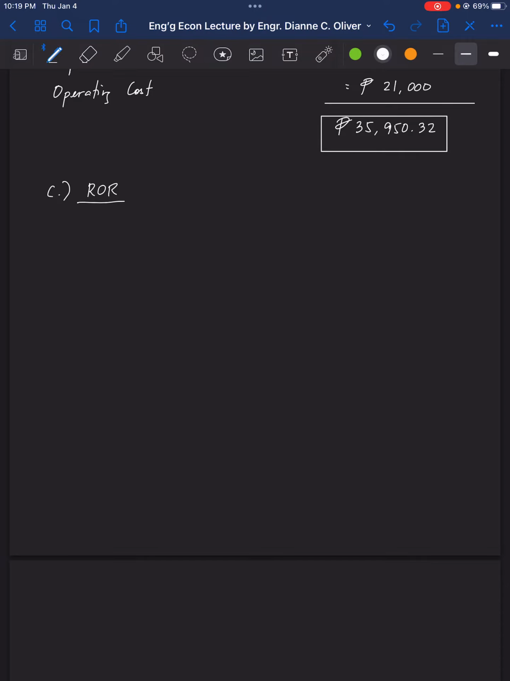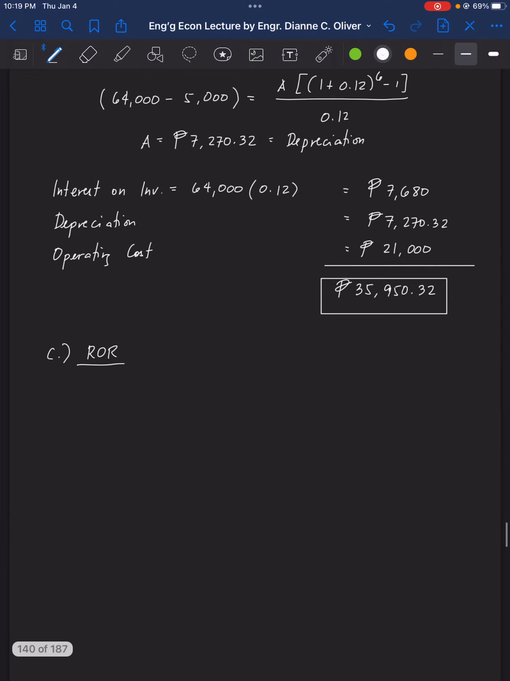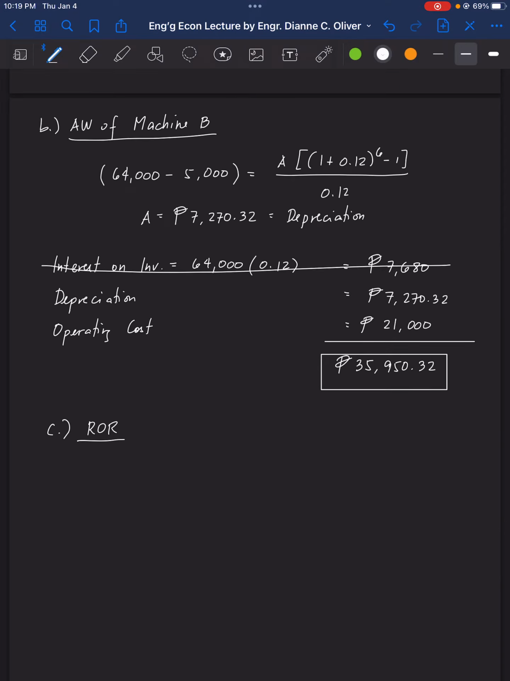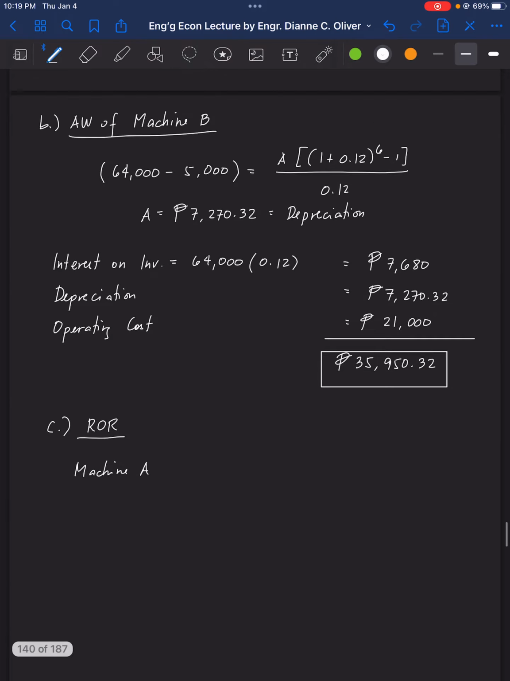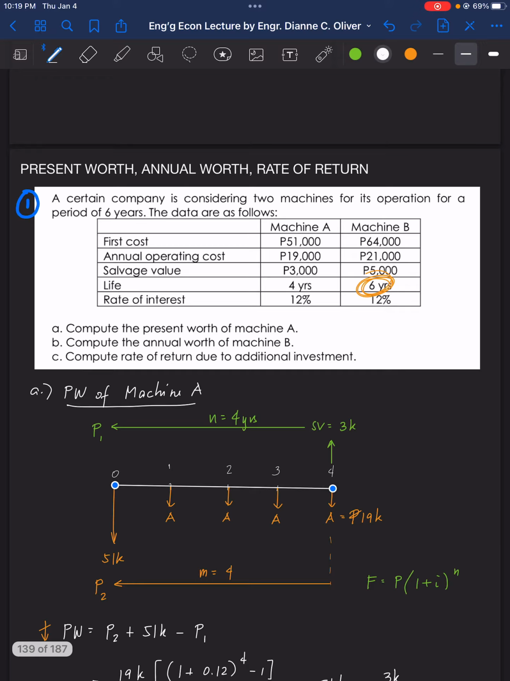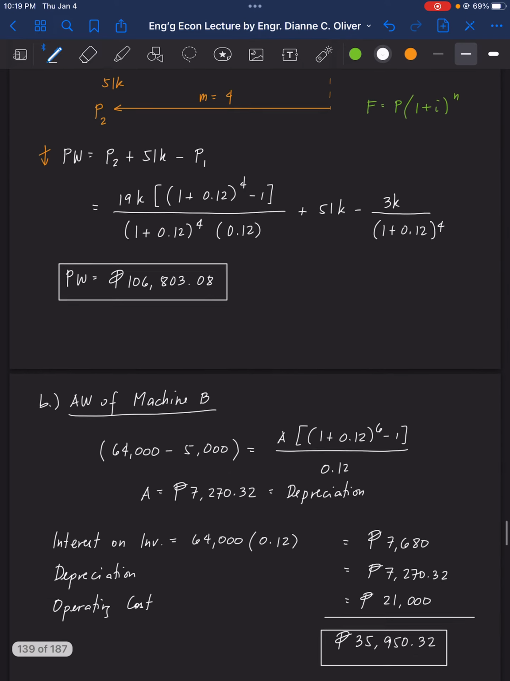So the difference here in ROR, there is no interest on investment. So for ROR, let's use machine A. So what's the machine A? 51,000 and 3,000, then 4 years.